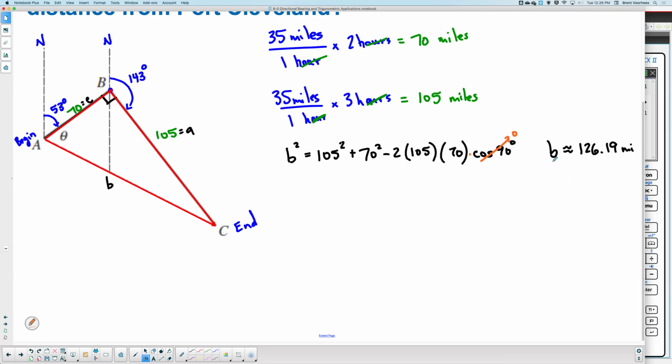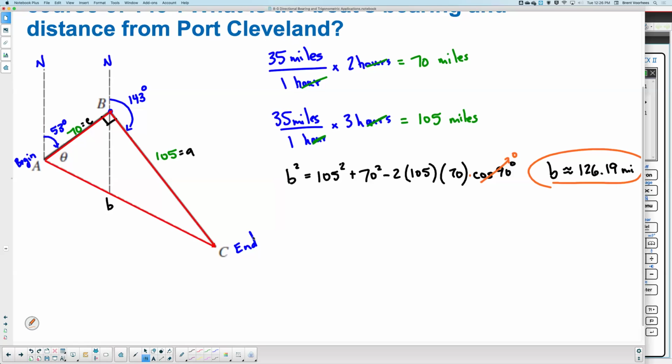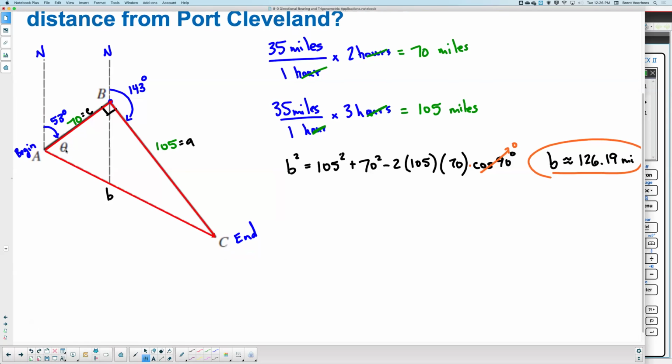Now, that's not the only thing it asks us to find. It also said find the boat's bearing. So we need to find the boat's bearing. So now I need to find this angle. So how could I do that? Well, here's where this is very similar. Once you do one solve, you use that value to solve for the other. So if this is 126.19, how could I solve for this theta?